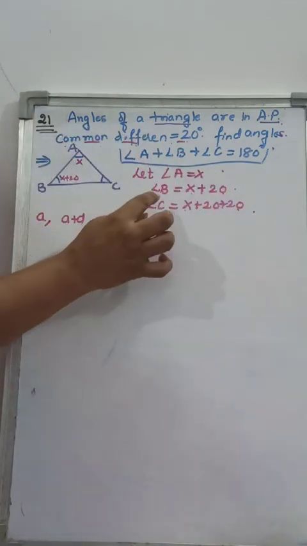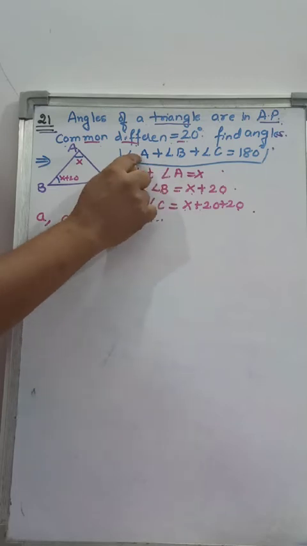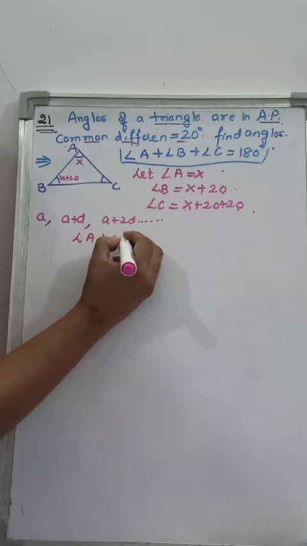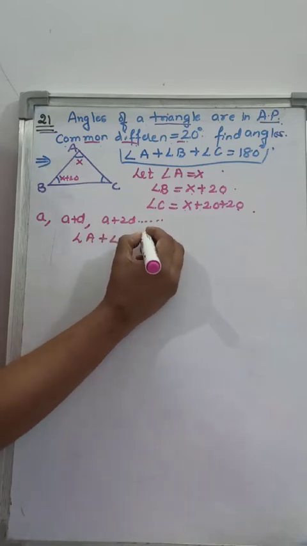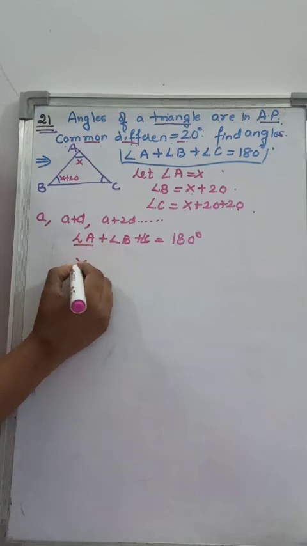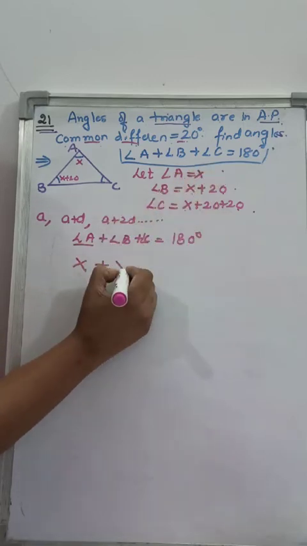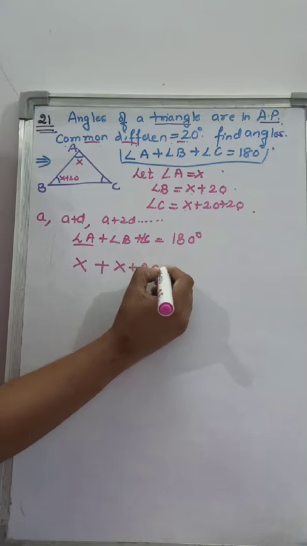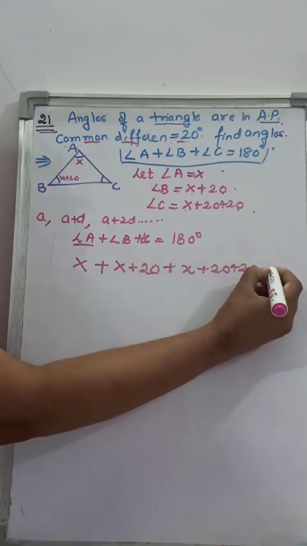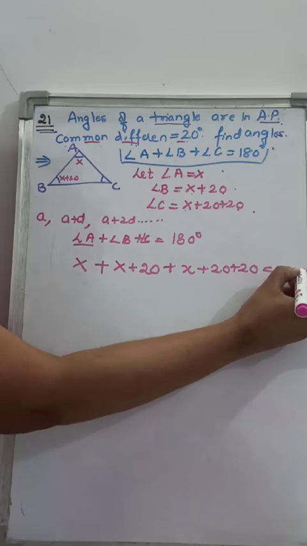So now we will put the values of angles A, B, C in this. So what is the property? Angle A plus angle B plus angle C is 180 degrees. So angle A, what have we taken? X. Angle B we have taken x plus 20. Angle C we have taken x plus 20 plus 20, will be equal to 180 degrees.